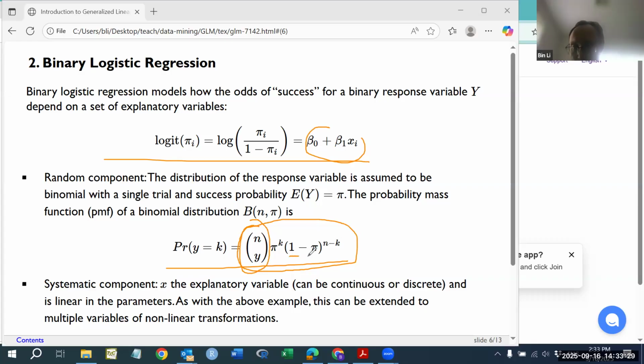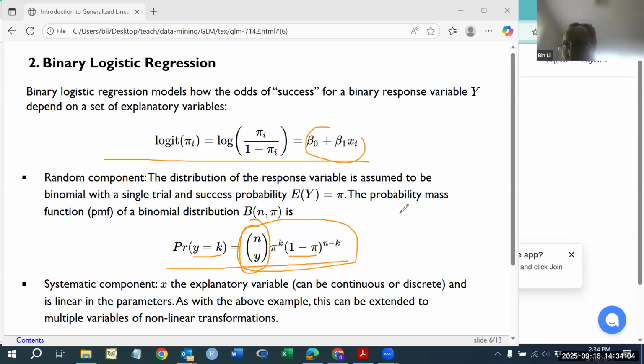So what is 1 minus pi? That's the probability of being 0, right? Pi is the probability of being 1, then 1 minus pi is the probability of the opposite outcome, which is 0, to the power of n minus k. So that is the probability of having k ones and n minus k zeros. That's the binomial probability.